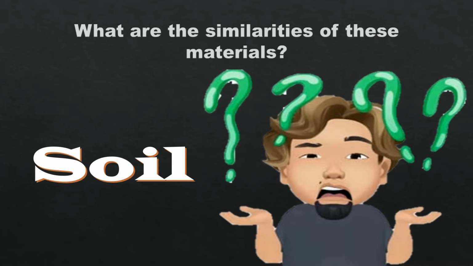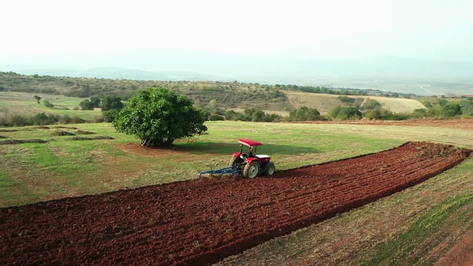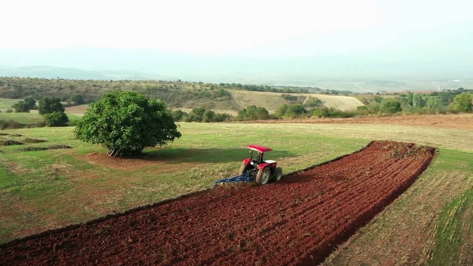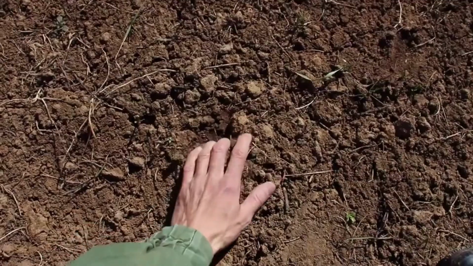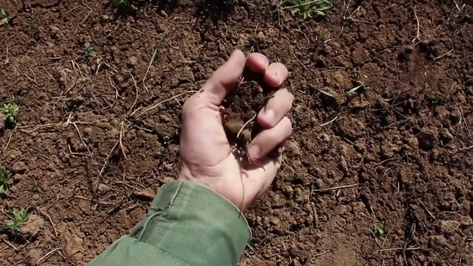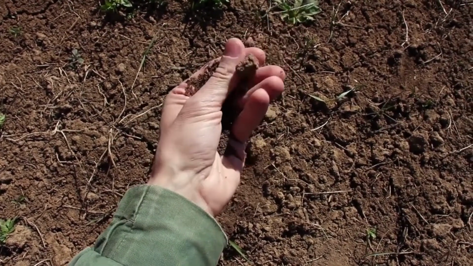Correct. They all came from soil. Lahat sila ay nanggaling sa lupa. Soil is the loose material that we can find on the Earth's surface. As you can observe, it is made up of small particles of rocks with different sizes. Maliliit na butil ng bato na may iba't ibang sukat.